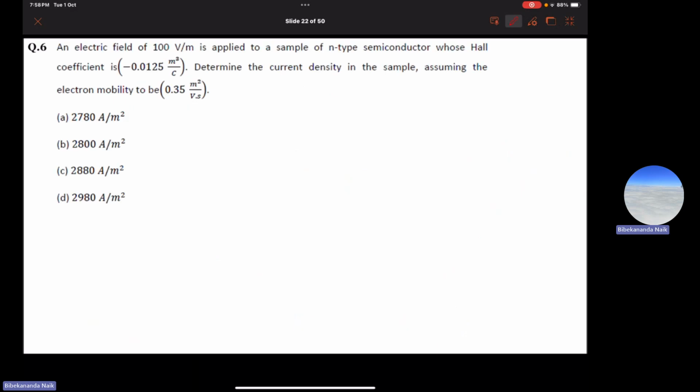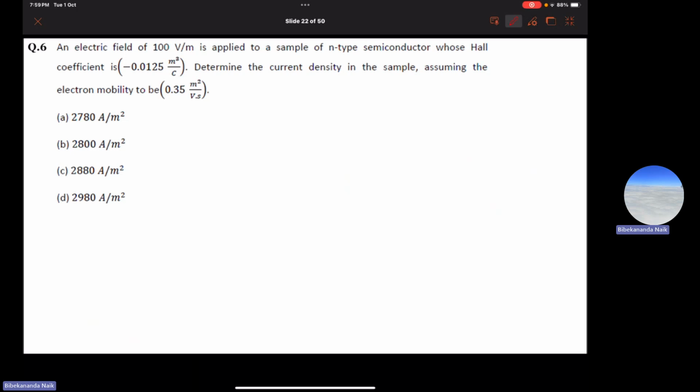Question number 6. Question says an electric field of 100 volt per meter is applied to a sample of n-type semiconductor whose Hall coefficient is minus 0.0125 meter cube per coulomb. Determine the current density in the sample assuming the electron mobility to be 0.35 meter square per volt second. Options are option A 2780, option B 2800 ampere per meter square, option C 2880 ampere per meter square, or option D 2980 ampere per meter square.